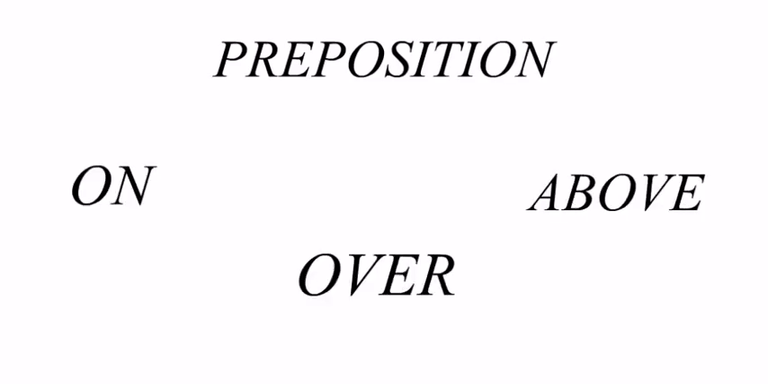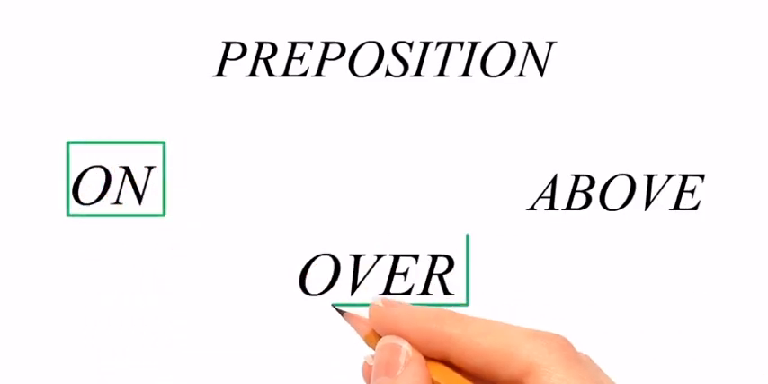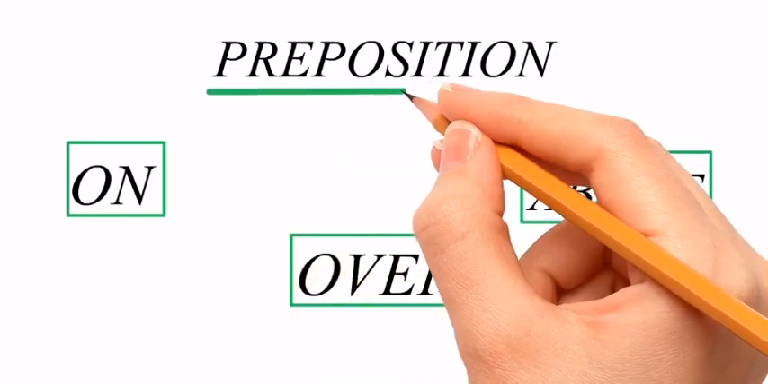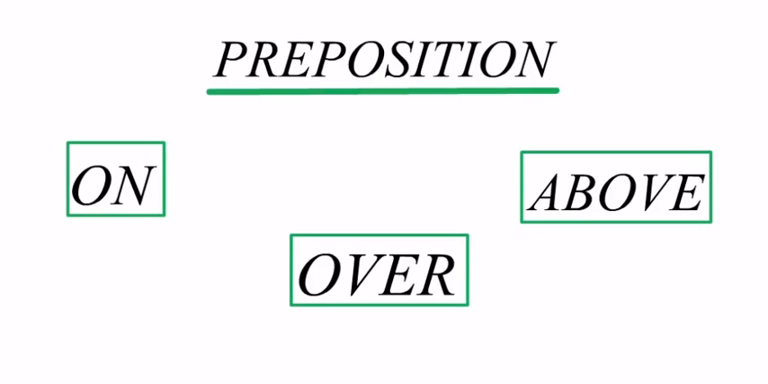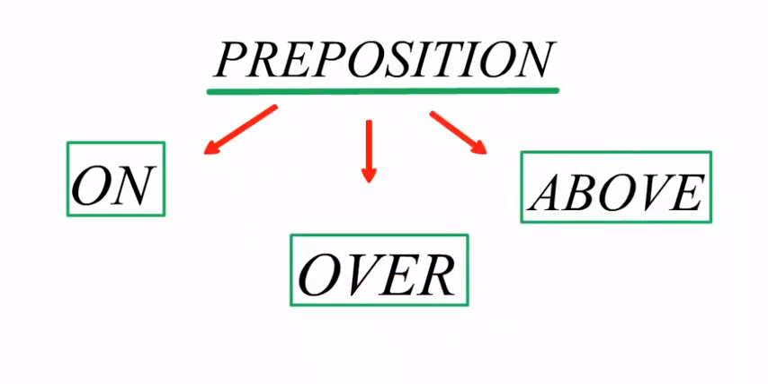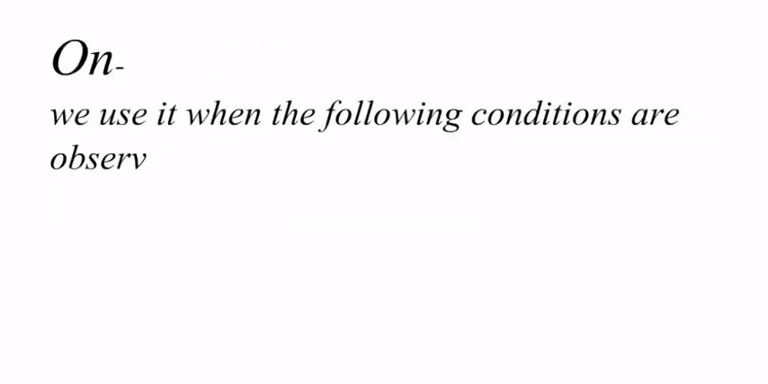Alright, let's discuss these three very confusing prepositions: on, over and above. I'm gonna tell you some specific conditions and parameters you need to judge while choosing the correct preposition out of these three. What these conditions are, let's check them out. Our first preposition is on. So when do we use on?